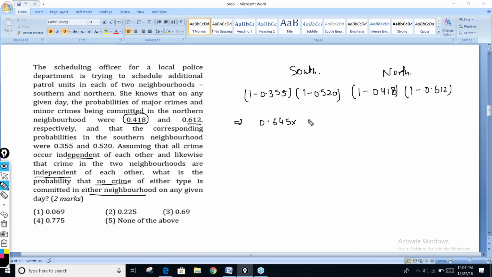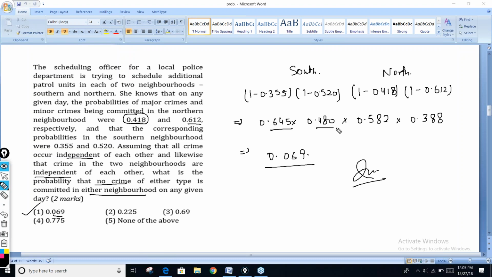0.645 into 0.480 into 0.582, and that is 0.388. So if you multiply all the numbers, you will end up getting this answer. The answer is 0.069. Option B is the correct answer. Okay, so simple question. Just multiply the probabilities that crime did not happen in any of the localities, neither major nor minor. Next one.